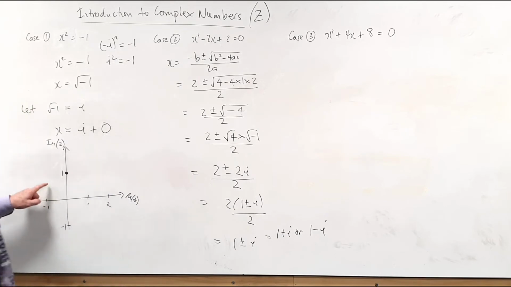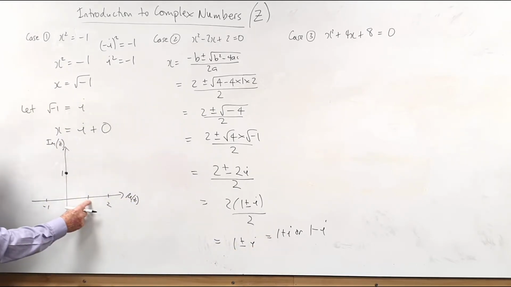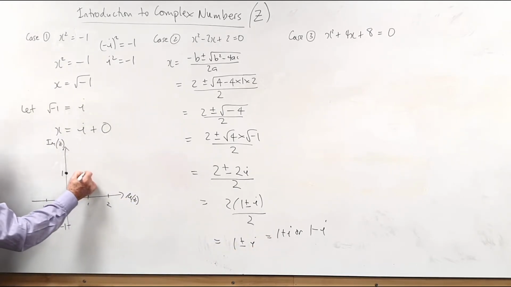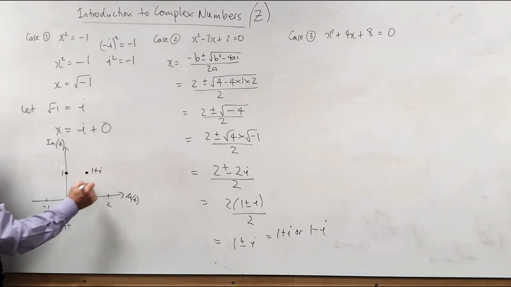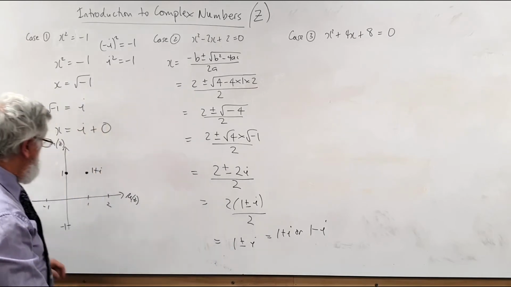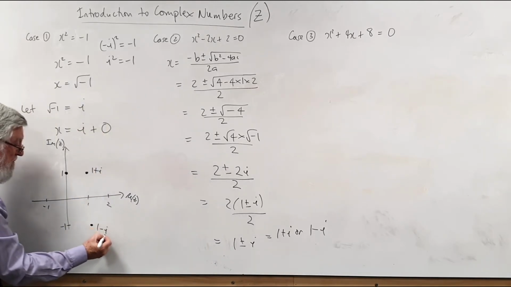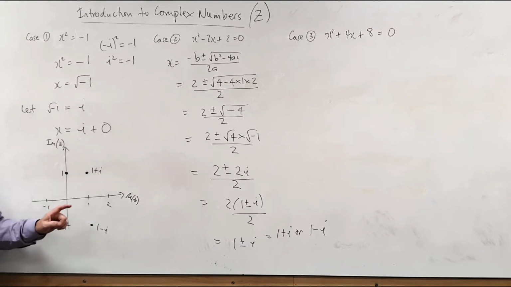So if I go over to here, let's have a look at the solutions this time. Take your time, look up. One of them is 1 plus i, so you go to 1 on the real, and you go up to i. So that one there is called 1 plus i. Where's the other one? 1 minus i. So it works like a Cartesian system, but it's a whole new understanding of the real and the imaginary.